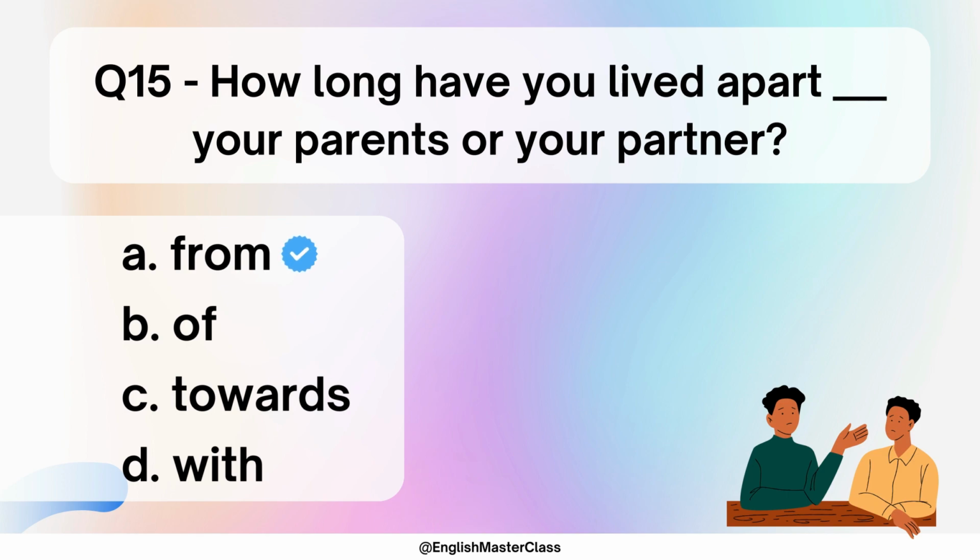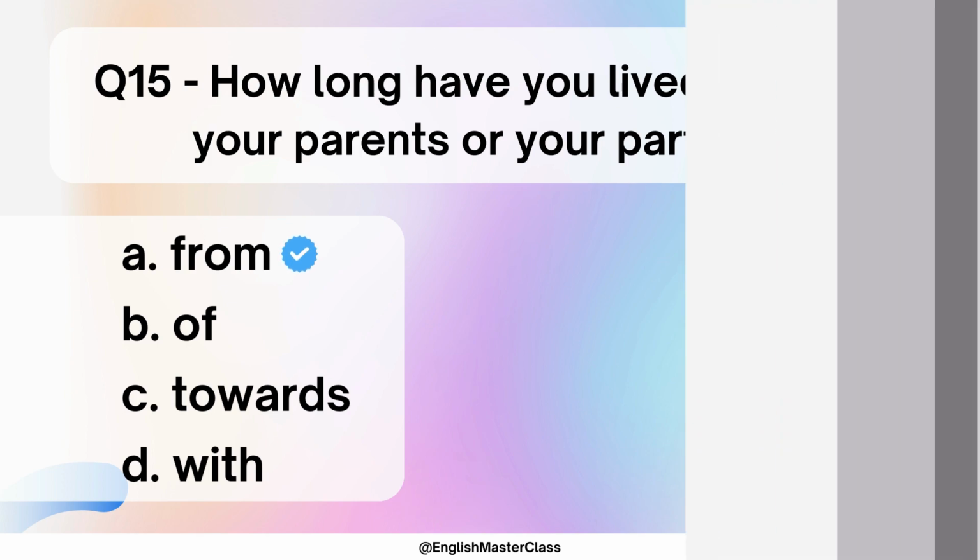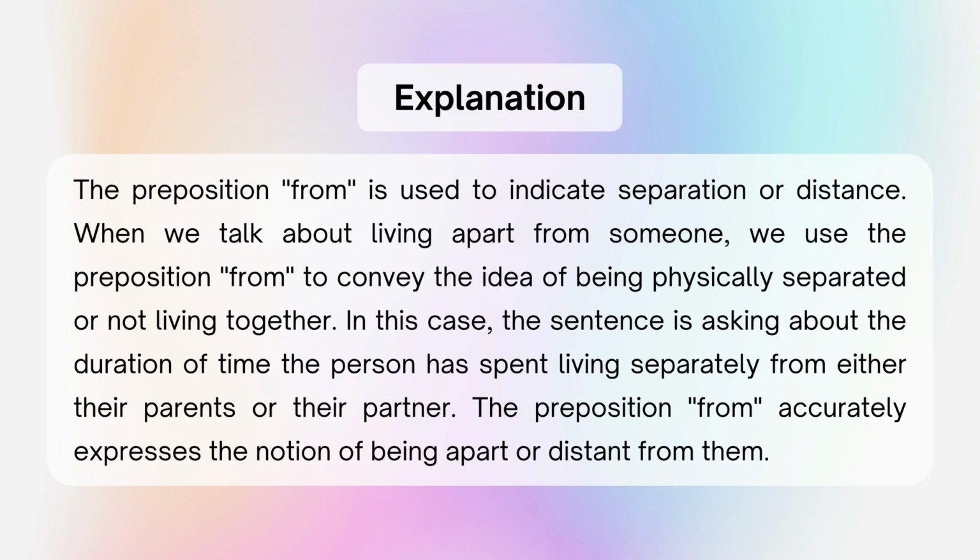How long have you lived apart from your parents or your partner? The preposition from is used to indicate separation or distance. When we talk about living apart from someone, we use the preposition from to convey the idea of being physically separated or not living together. In this case, the sentence is asking about the duration of time the person has spent living separately from either their parents or their partner. The preposition from accurately expresses the notion of being apart or distant from them.